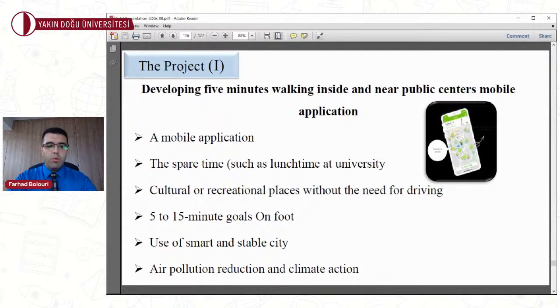It is for your spare time, such as lunchtime at university. You can do a cultural or social activity in your spare time. It is about 5 to 15 minute goals on foot, not using a car and making air pollution, and the use of a smart and sustainable city, or as we said, smart city. And what it causes is air pollution reduction, and it is a climate action.